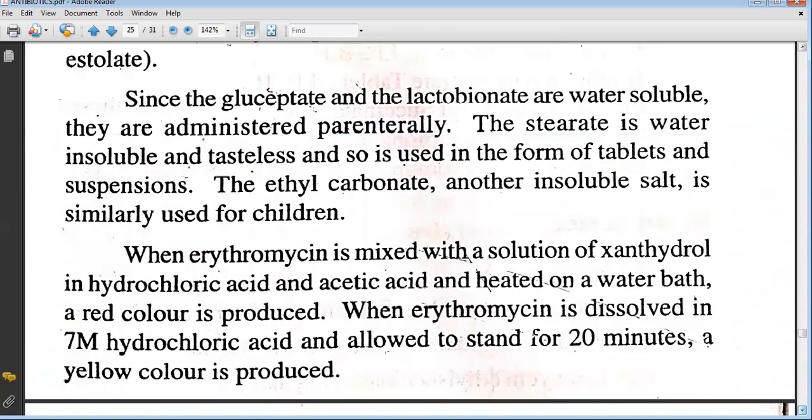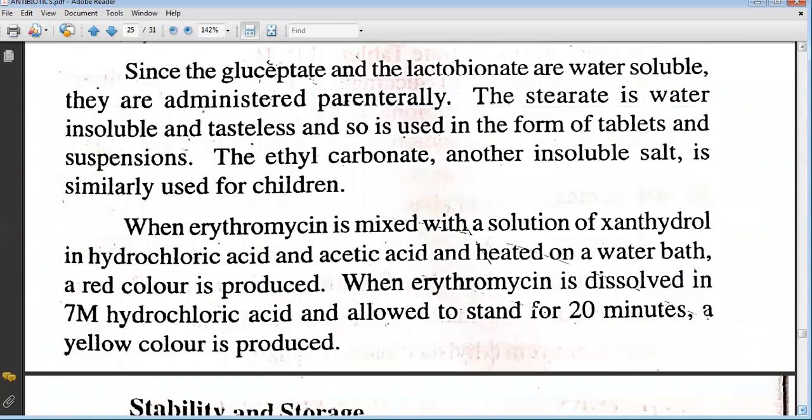Since the gluceptate and the lactobionate are water soluble, they are administered parenterally. The stearate is water insoluble and so is used in the form of tablets and suspension. The ethyl carbonate, another insoluble salt, is similarly used for children.